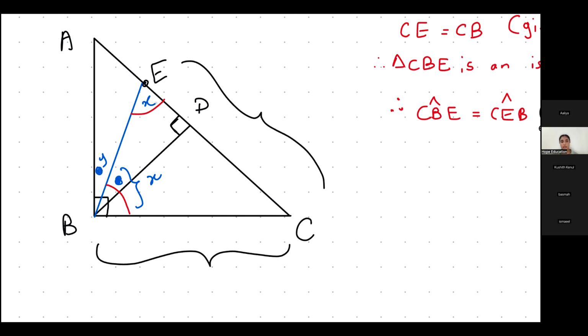Because this big angle is 90 degrees. But okay, good approach. Then, what's the next step? So then Y will be equal to 90 minus X. Y will be equal to 90 minus X. Okay.